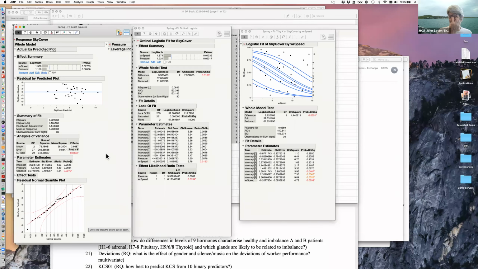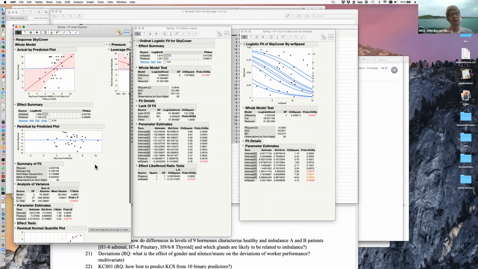So we know by definition, this model is problematic. But as a first approximation, it turns out not to be too bad, right? In the sense that it reaches quite similar conclusions about the effect of pressure and wind speed as when we fit a proper ordinal logistic model. Okay.